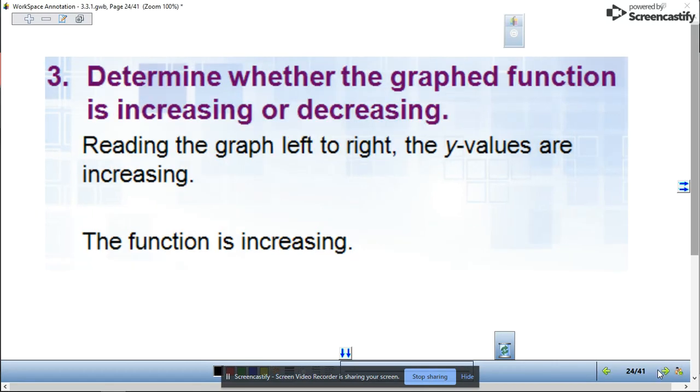Okay? Determine whether the graph function is increasing or decreasing. Again, we already said that. From left to right, it was increasing. The y values are going uphill.